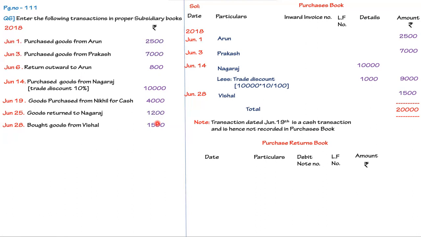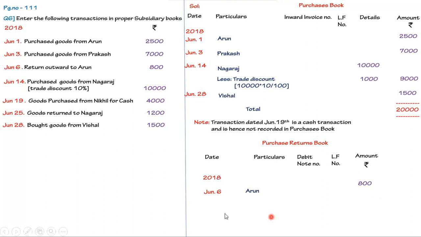So the first transaction is on June 6. So here the date will be taken as 2018 June 6, as the goods are being returned to Arun. So Arun name will be recorded in particulars column, and in amount column the amount for which the goods have been returned will be recorded. So as the goods worth 800 have been returned, 800 will be recorded in amount column.